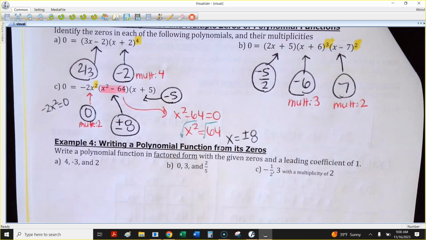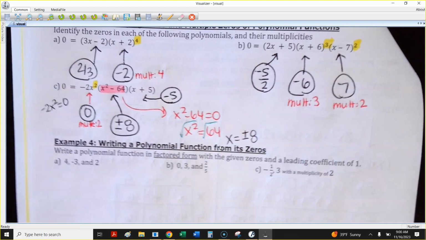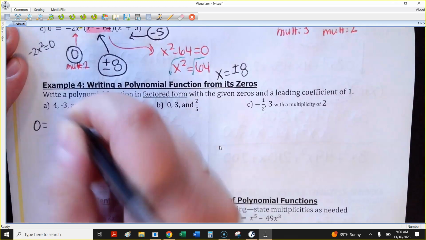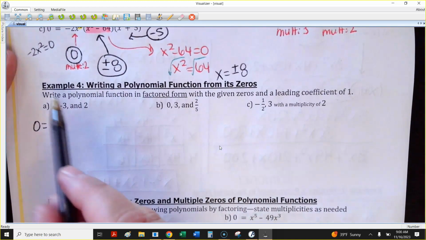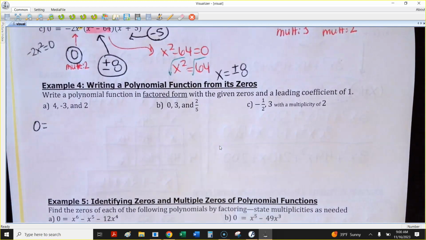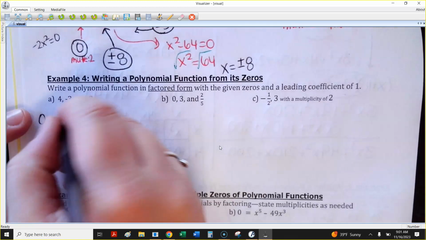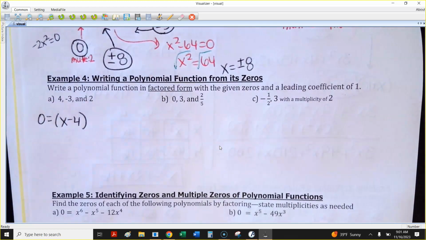All right, now, what I'm going to do in the next example is go backwards, and I'm going to give you the 0, and you're going to give me the little set of parentheses that would go with that. This says write a polynomial just in factored form, so we're just going to do the factors with the given zeros. If 4 is my answer, what would be the little set of parentheses that would go with that? If I just have 4, what set of parentheses would have 4 as a 0? Exactly, x minus 4. If I plugged in 4 there, that would make that 0, right?